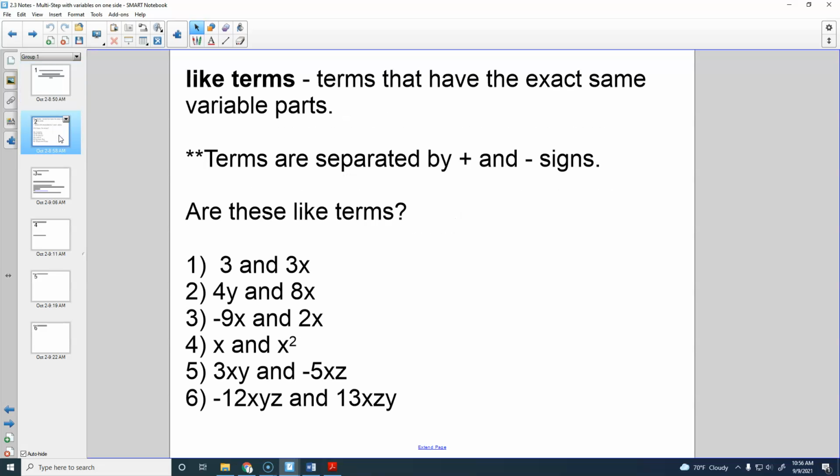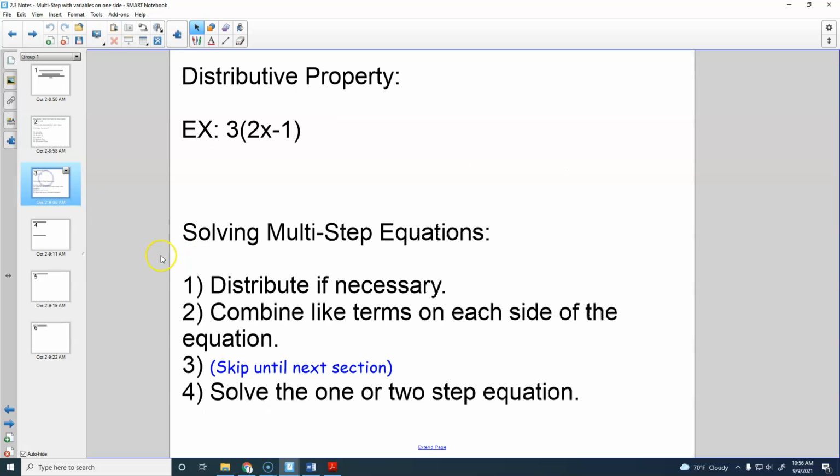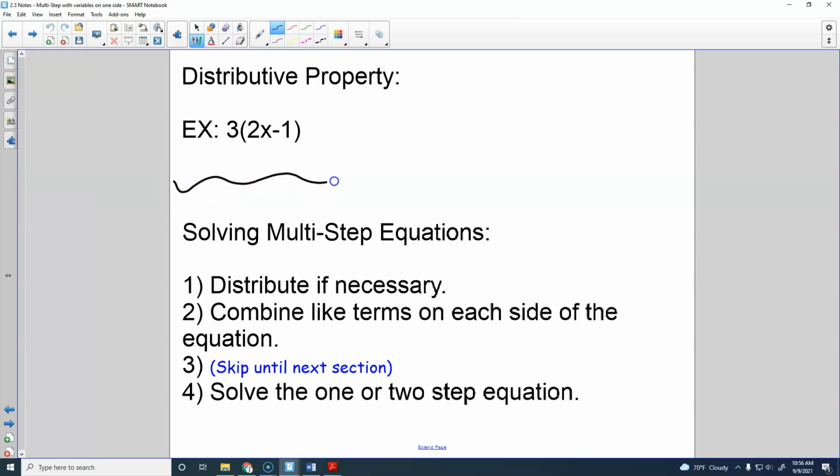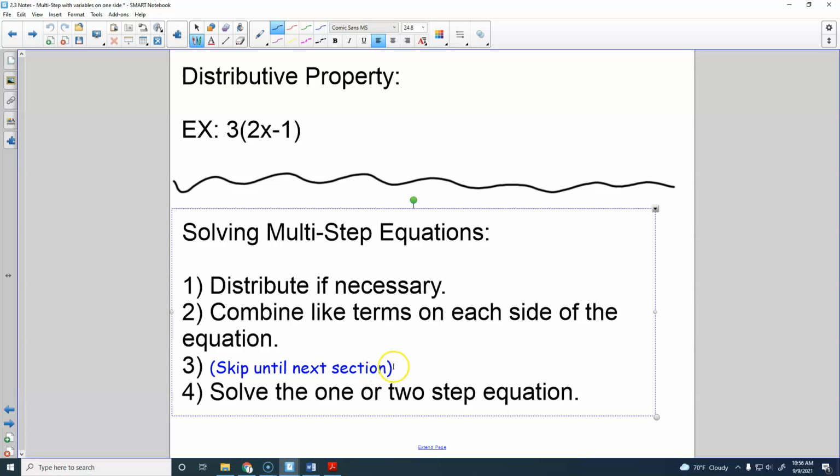All right. We're going to skip this because we already did the combining like terms. We're going to skip that first part right there. So I want you to just write down your solving multi-step equations directions. And actually, I'm going to change it. Well, no, just step 3. Leave that blank for right now. We're not going to do it today, but there is a step 3 here, so leave it blank for today.